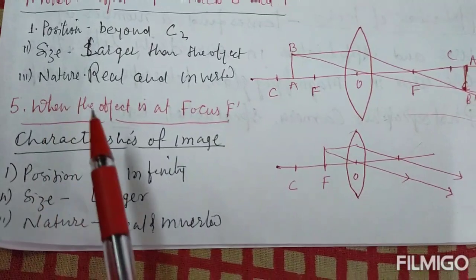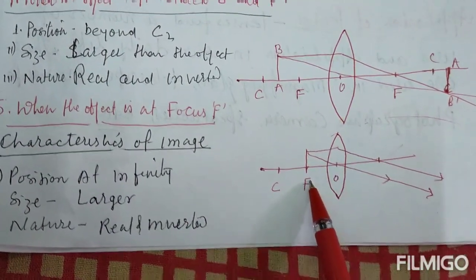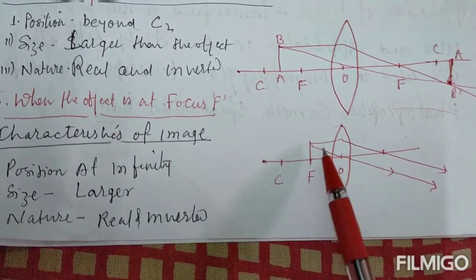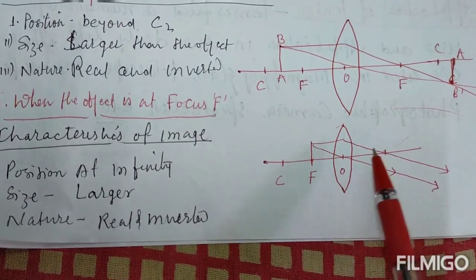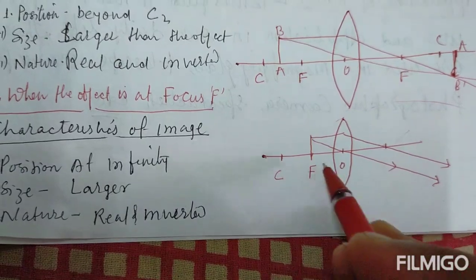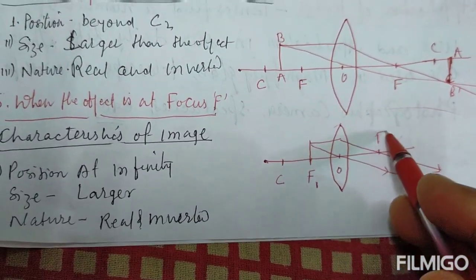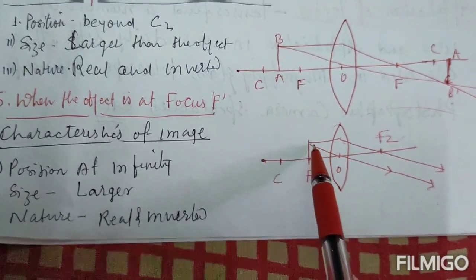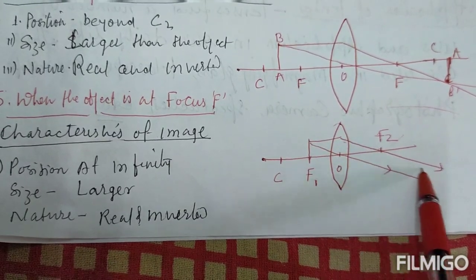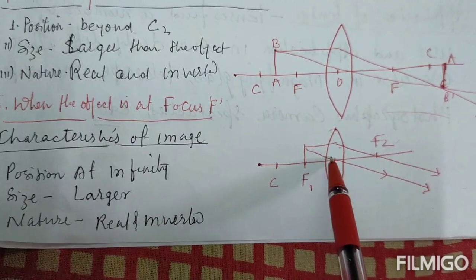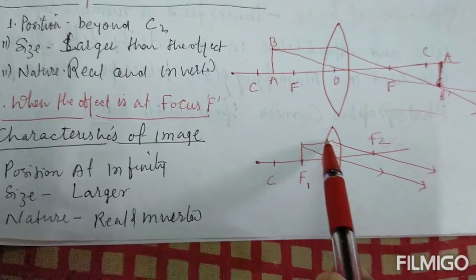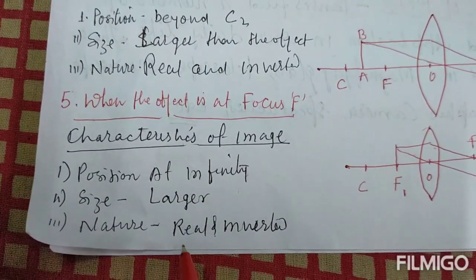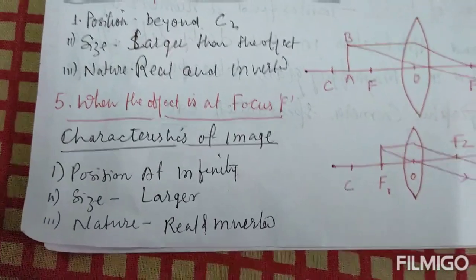Next one, when the object is at the focus. This is the focus point, object kept at the focus. Using 2 rays, rays parallel to the principal axis will pass through the focus, that is, the object is kept at principal focus 1, and this is principal focus 2. So rays coming parallel to the principal axis, after refraction will pass through the focus. Rays which pass through the optical center will pass undeviated. So both these rays are parallel, meaning the position of the image will be at infinity, size larger than the object, and nature real and inverted.